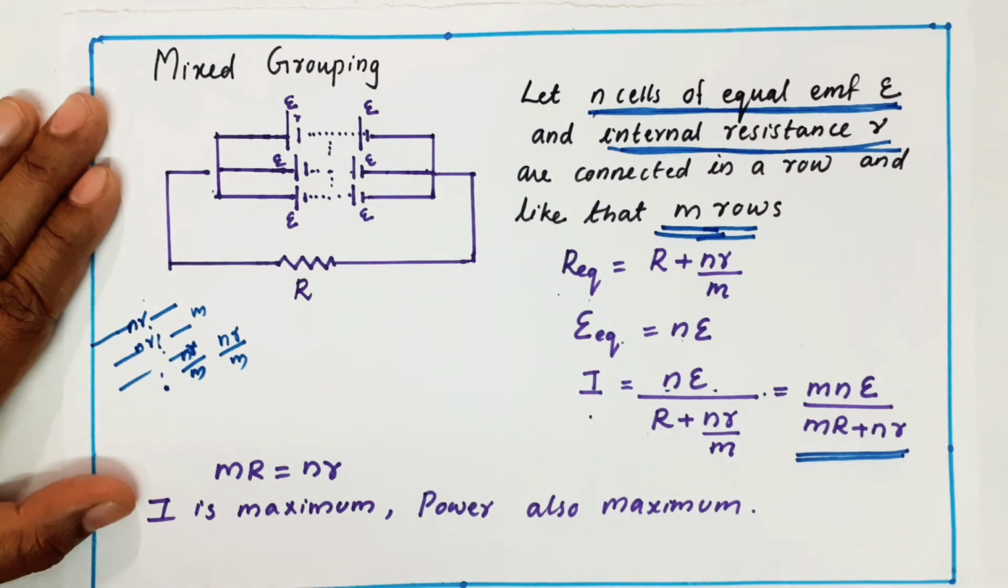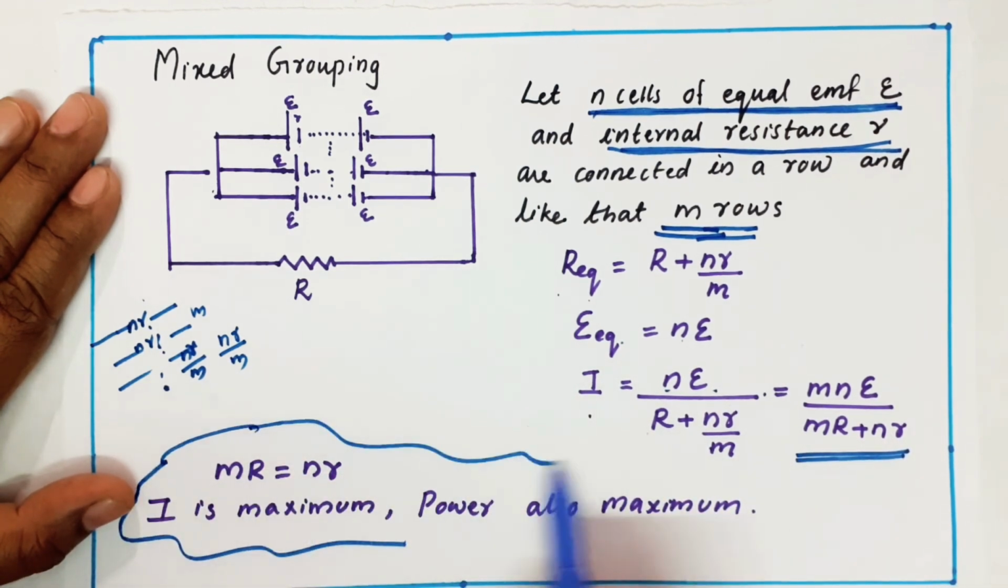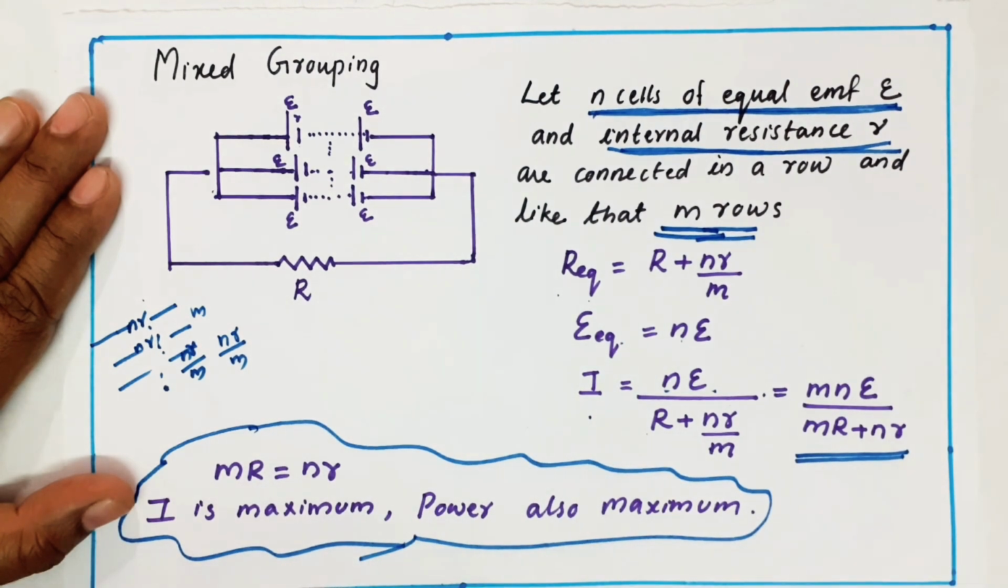Here also you can take a condition: if mR and nR are the same, then the current will be maximum. So this condition is very, very important. If mR and nR are the same, the current will be maximum and the power also will be maximum.